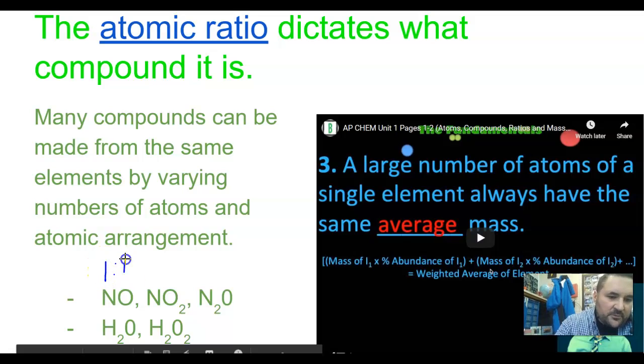That one has a ratio of 1 to 1. This one has a ratio of 1 to 2. This one has a ratio of 2 to 1. Not the same thing. You know, water, 2 to 1. This one, hydrogen peroxide, is actually a ratio of 1 to 1.